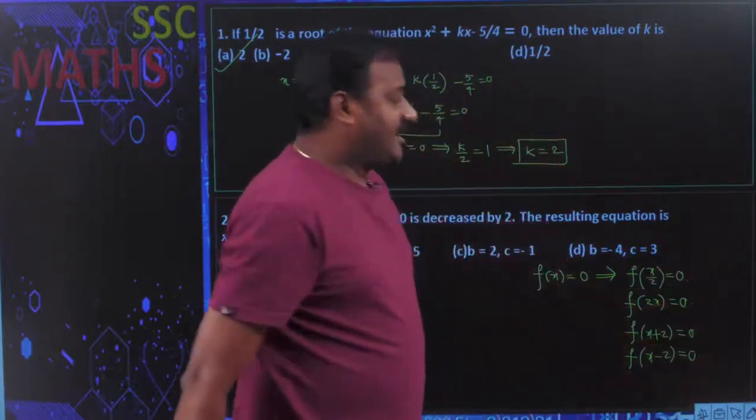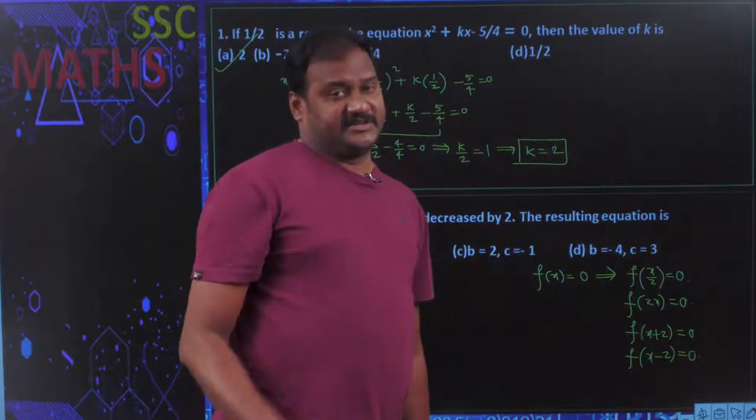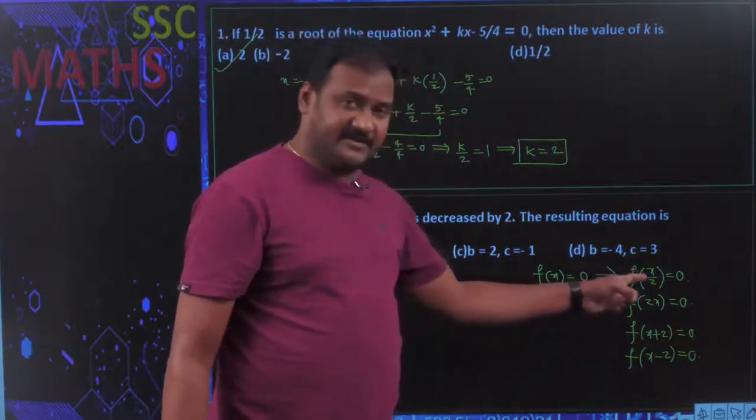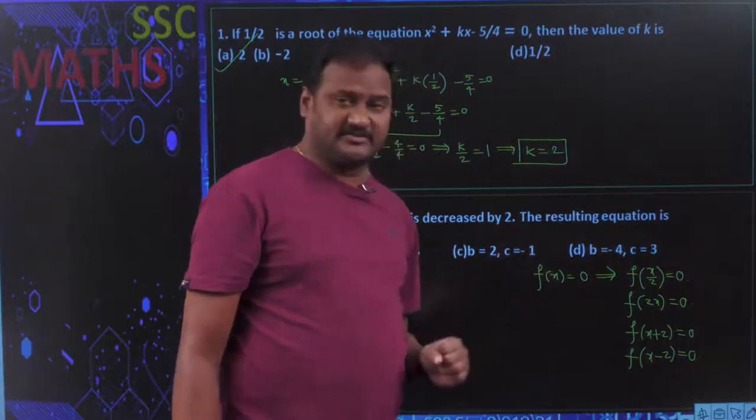See, we are applying reverse operations for every quadratic equation. Whose roots are multiplied by 2? That of the roots of f of x equal to 0.